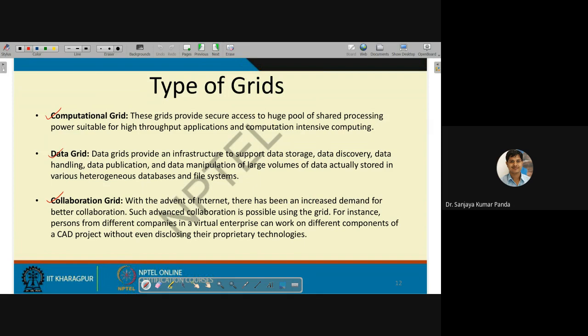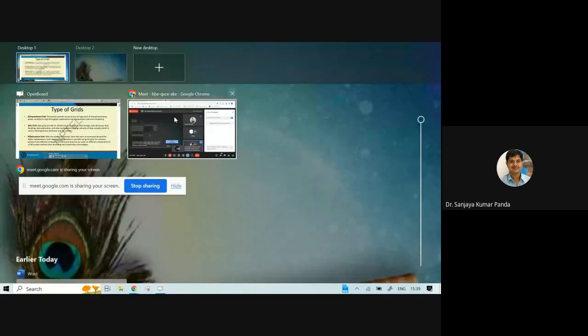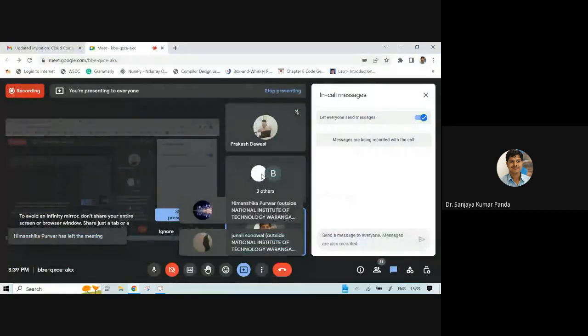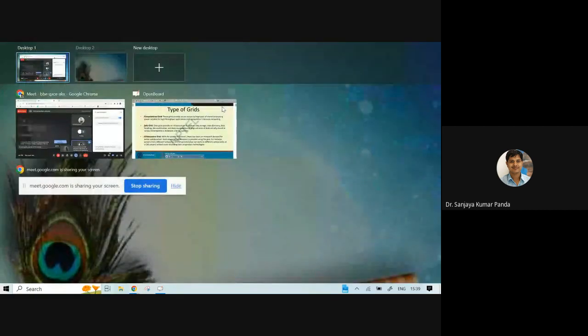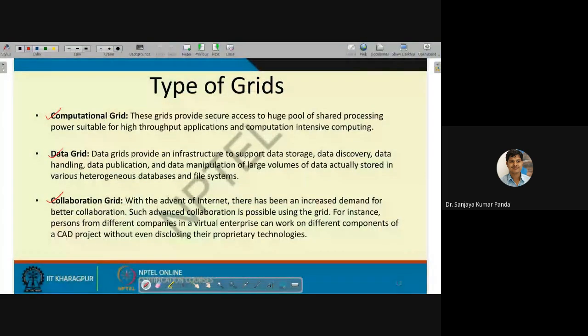So actually we have a large volume of data, and it is not stored in a single database. Like we have seen in distributed applications, we have a number of databases, and these databases are present in different locations of the world. They are not located in the same place. Moreover, the sizes of these databases are also different. That's why we call this a heterogeneous database and file system. That is called your data grid.